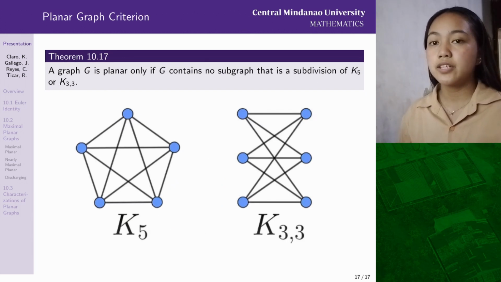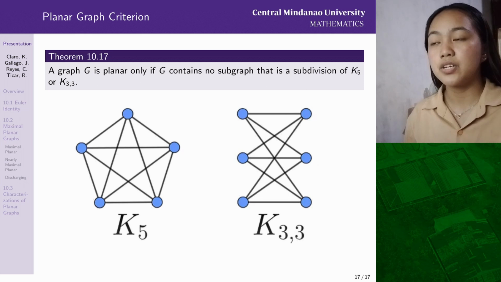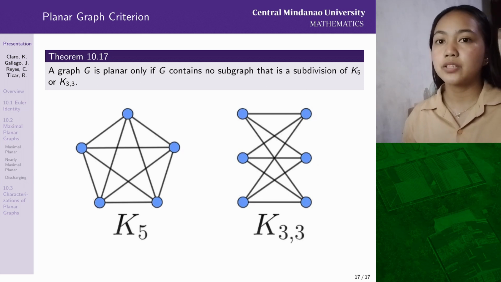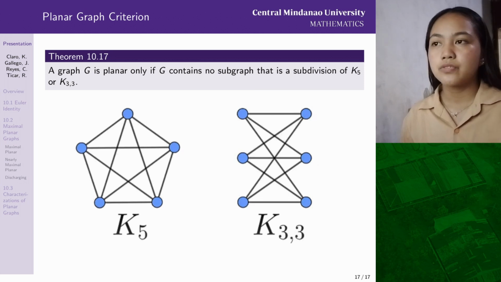A graph G is planar only if G contains no subgraph that is a subdivision of complete graph K5 or complete tripartite graph K sub 33. So, itong K5 ug atong K sub 33 are non-planar graphs kay nag-contain na sila og mga edge crossing. So, if ato na silang i-subdivide and then ang ilahang subdivision is na-contain sa graph G, meaning atong graph G is dili na planar. So, atong theorem is tinuod.